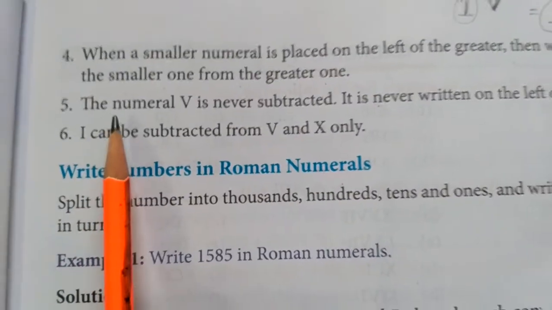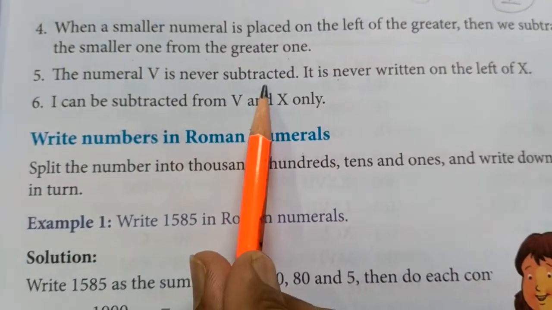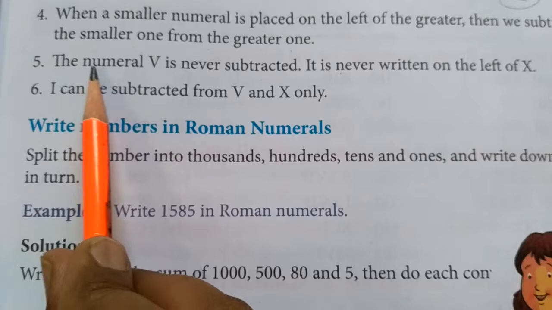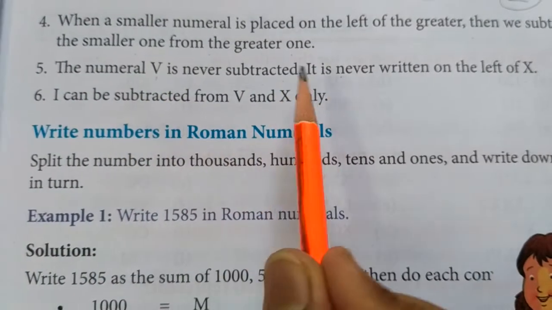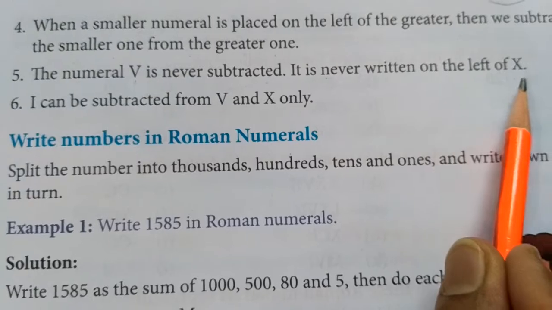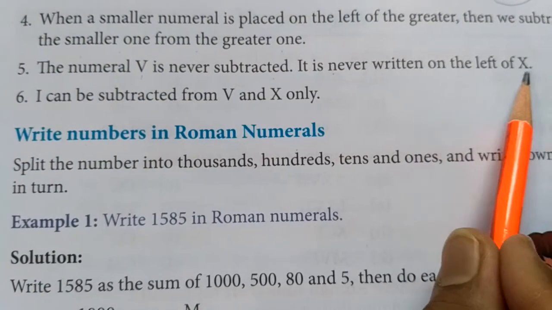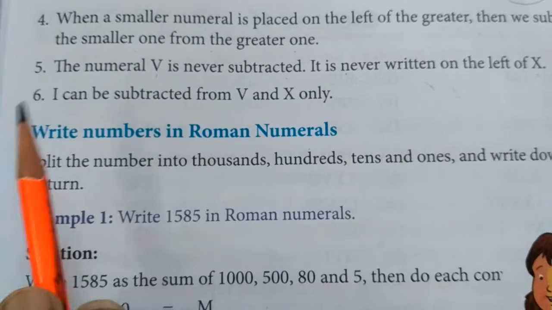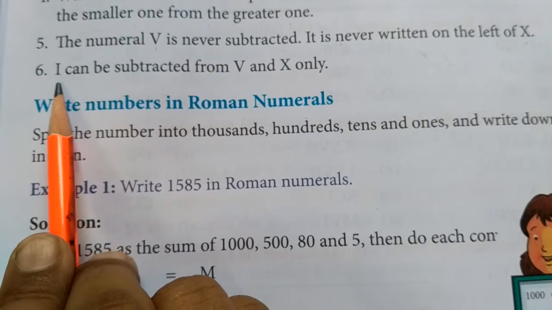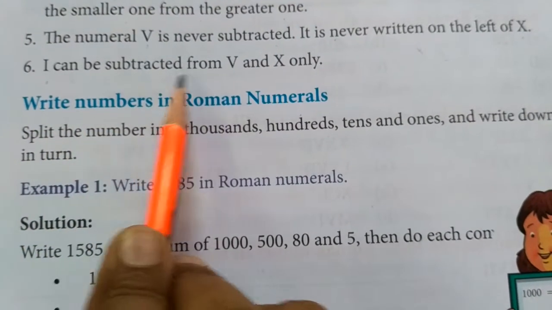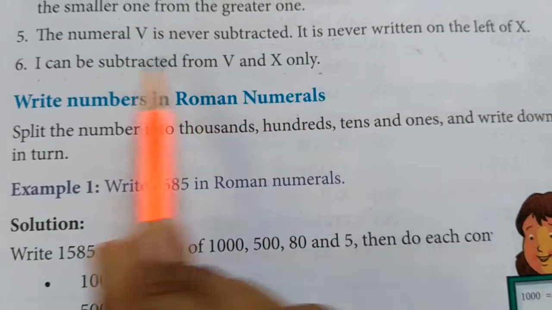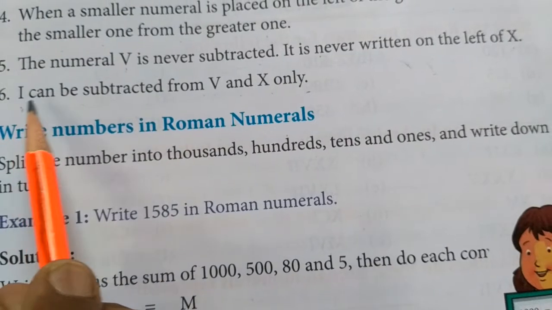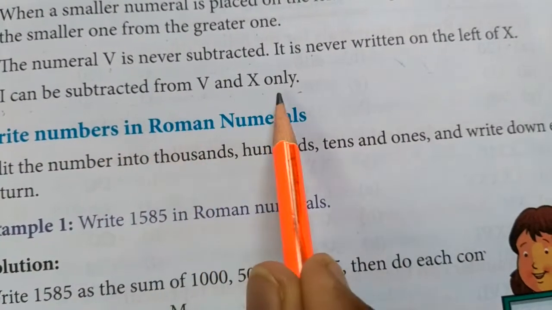Now, the fifth rule. The numeral 5 is never subtracted. It is never written on the left of 10, or X, either. The numeral 5 can never get subtracted and it is also never written on the left of 10. It can be written on the right of 10, but it can never be written on the left of 10. Sixth and the last rule: 1, or I, can be subtracted from V and X only. We can say that 1, which is represented by the symbol I, can be subtracted from 5 and 10 only.